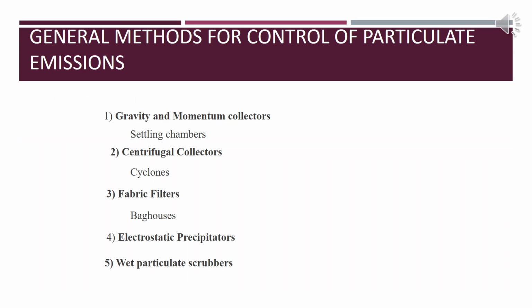This video is part 2 of my previous video. Last time we discussed some general methods for control of particulate matter emissions, which included gravity and momentum collectors, centrifugal collectors, fabric filters, electrostatic precipitators, and wet particulate scrubbers. We have already discussed the first two types. So today let's start with the fabric filters.